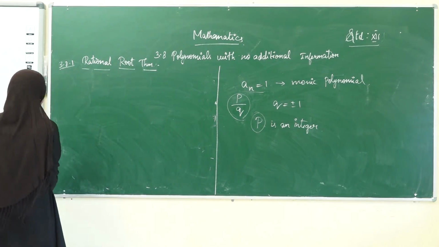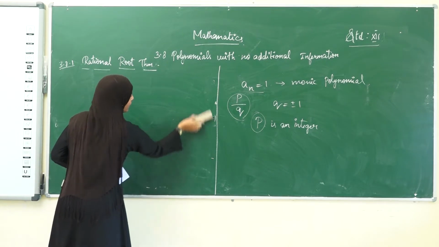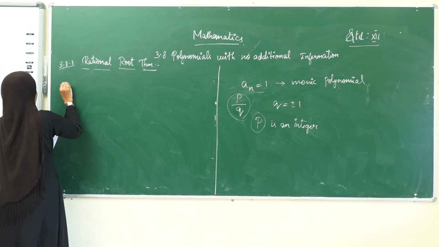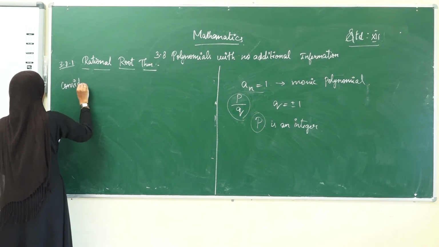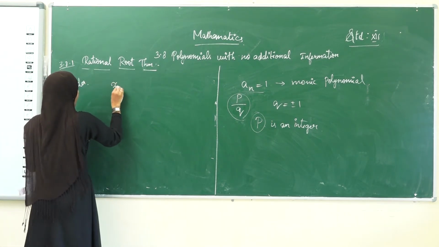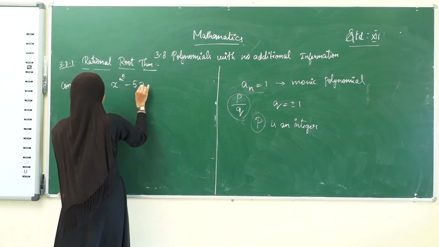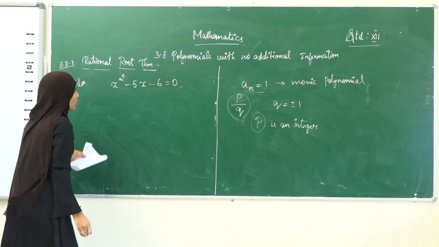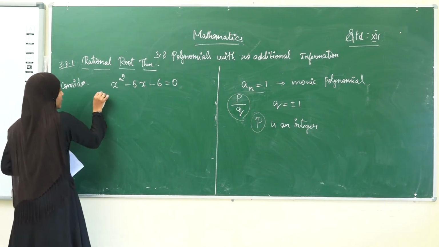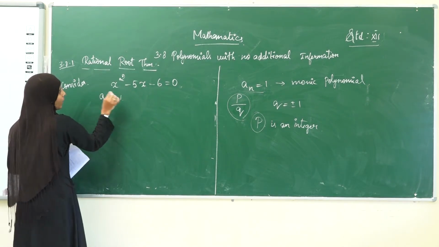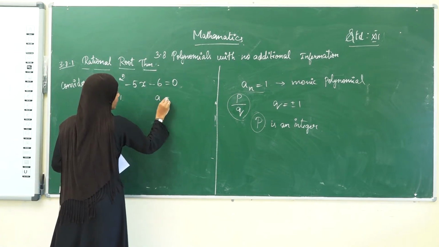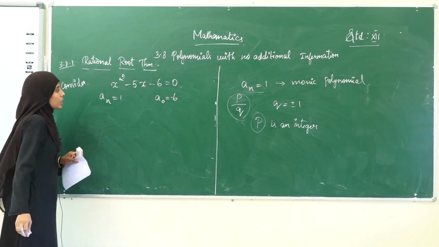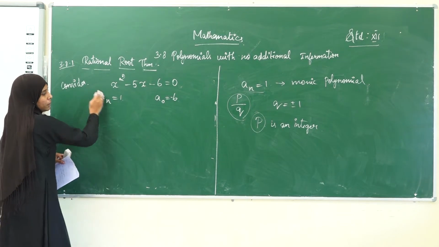See, what's the next thing they have given? They have illustrated this, right? They have considered an equation. What's the equation they have considered? x square minus 5x minus 6 equal to 0. What are the an terms here? an is equal to 1, and a naught is equal to minus 6. Since it is a monic polynomial, we have seen there, right?